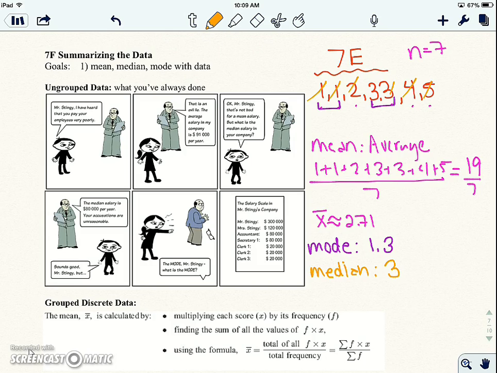Okay. So that's pretty easy to do with regular data, and we will practice that next time with some more examples and do box plots, etc. However, it's a little trickier if the data is grouped. So here's the ungrouped, and let's look at a joke first.